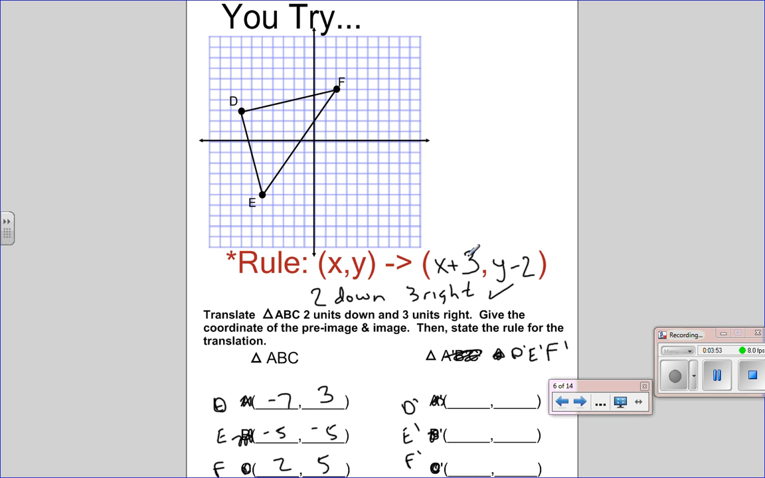So negative 7 plus 3 is negative 4. 3 minus 2 is 1. Negative 5 plus 3 is negative 2. Negative 5 minus 2 is negative 7. 2 plus 3 is 5. 5 minus 2 is 3. So if you graph this, you'd have a nice triangle that would be congruent that's been shifted.